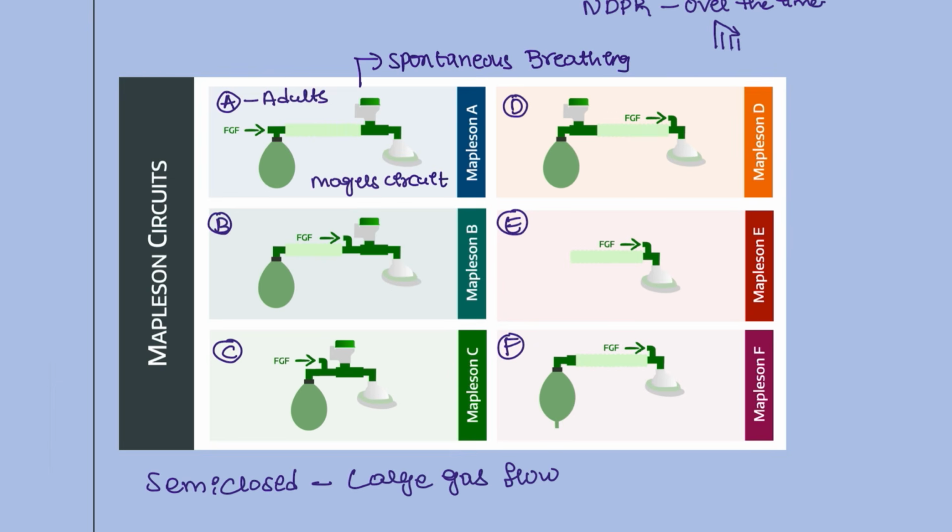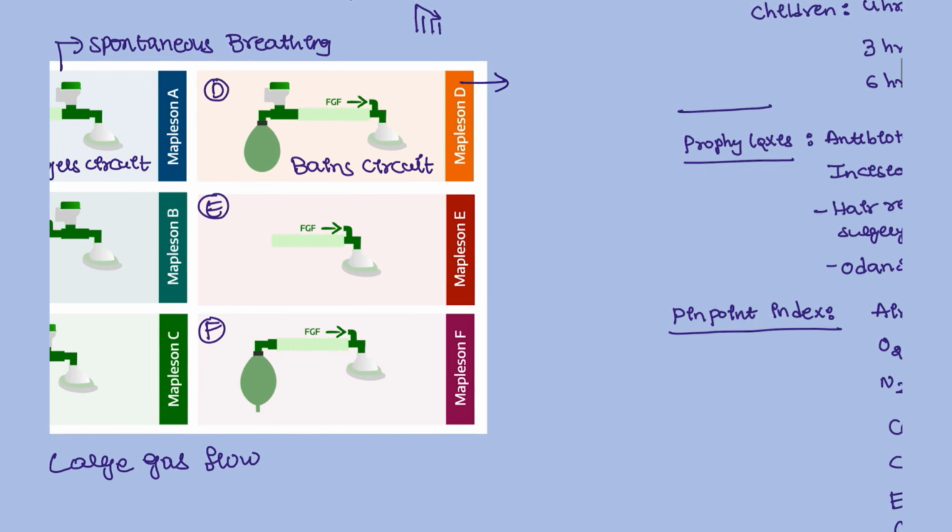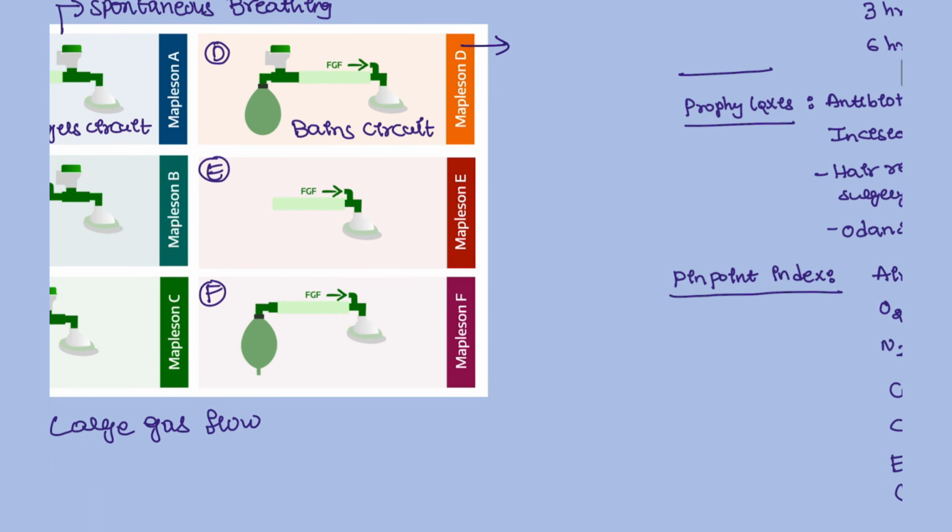Next, just beside that, we have the D. D is used with the help of the Baines circuit, and this is also commonly used for patients. And this will give us controlled ventilation.